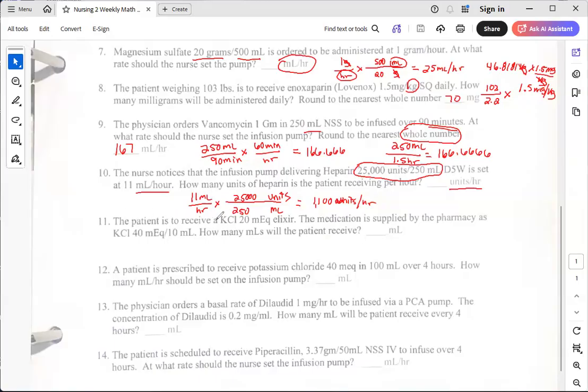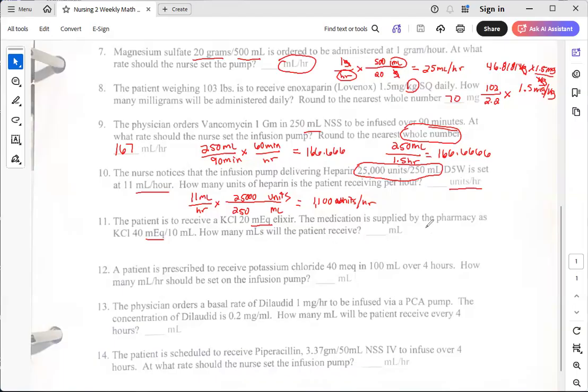Number 11, patient has received potassium chloride, 20 milliequivalent elixir. The medication is supplied by the pharmacy as potassium chloride, 40 milliequivalents per 10 ml. How many mLs will the patient receive? So the thing that a lot of students get hung up on is this milliequivalent. Okay. That's just the strength of the medication. You have grams, milligrams, micrograms, milliliters, units, and then sometimes you have these things called milliequivalents.